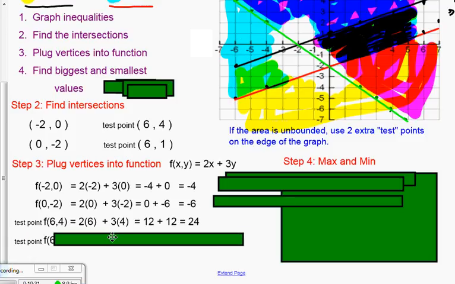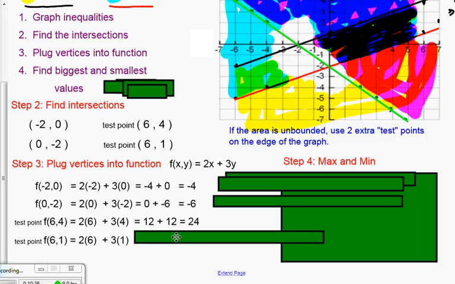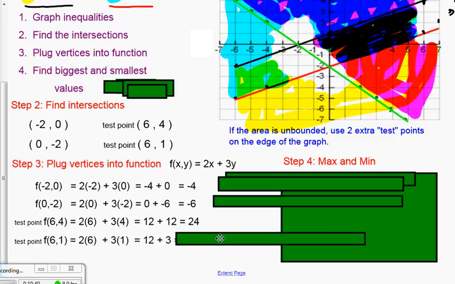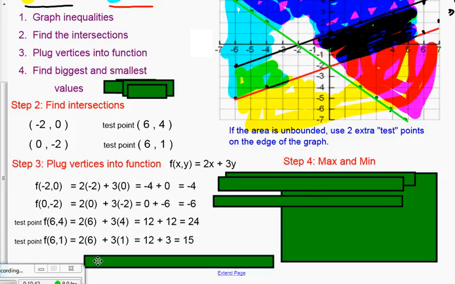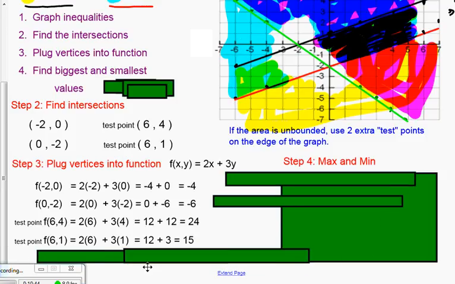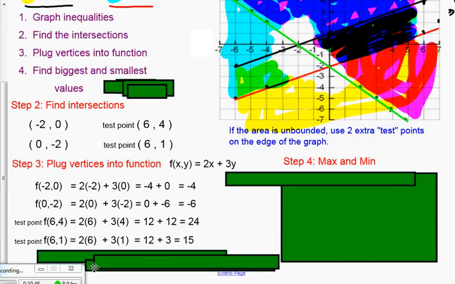And our last one, our last test point, 6 and 1. 2 times 6 plus 3 times 1. 2 times 6 is 12, 3 times 1 is 3, add them together and we get 15. So move all these out of our way.